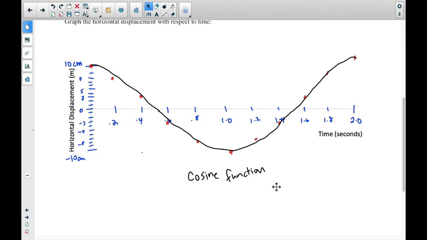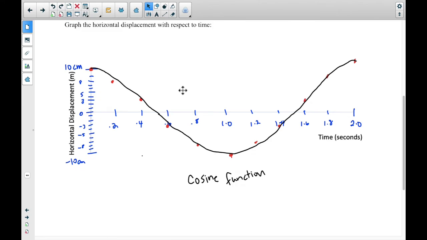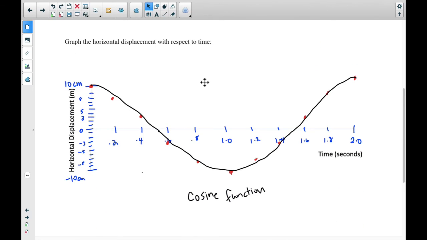Some of you maybe are still in Algebra 2, and if you're still in Algebra 2, you haven't learned how to graph these yet. Hopefully we will get to that this year, but this is a cosine function. This is what it looks like. And that makes sense because our function that we entered into our calculator was a cosine function. And so this is what the cosine function looks like. And that is the pattern that the displacement is going to have. The horizontal displacement is going to look like this. It is going to look like a cosine function with respect to time.